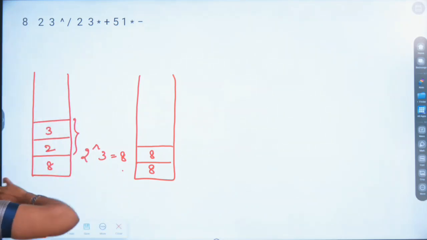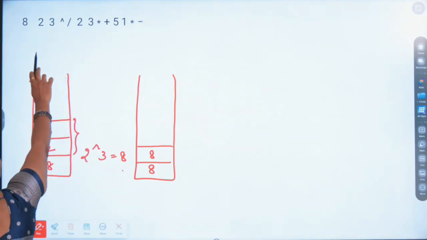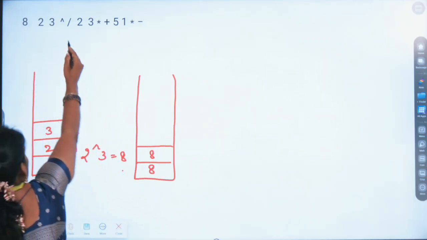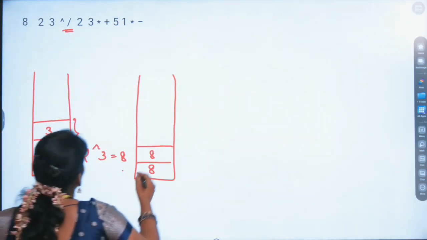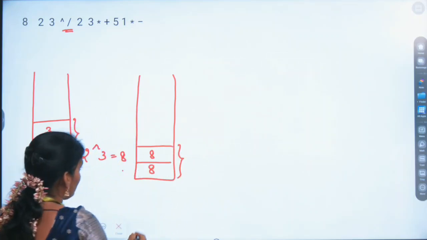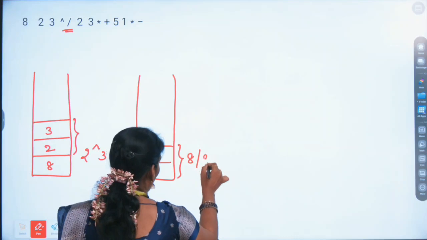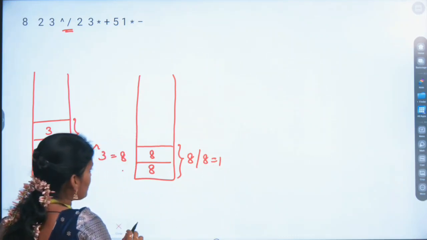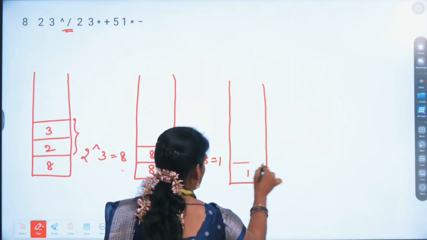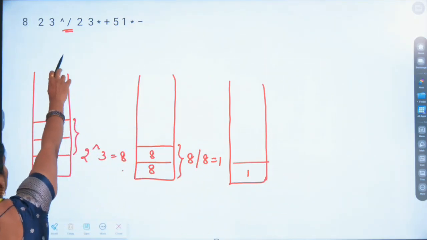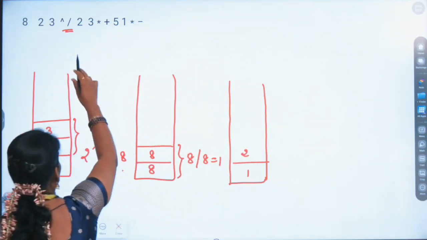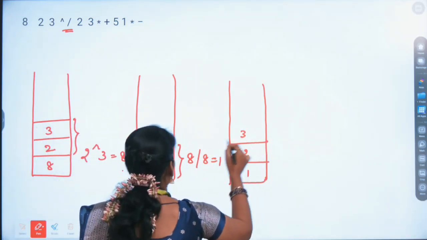So again scan the expression from left to right. The next symbol is an operator, that is the division operator. If the symbol is an operator, again we have to pop the elements from the stack and perform the division operation. Now we got the result as 1. After getting the result, we have to push it back onto the stack. Next is again an operand 2, push it onto the stack. Next one is an operand, push it onto the stack.